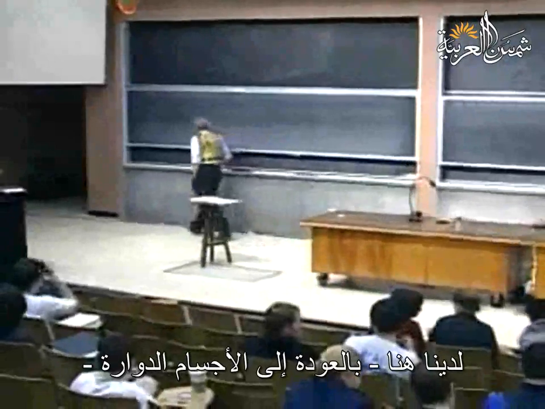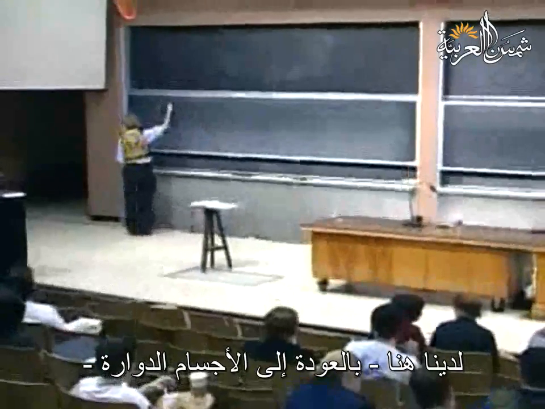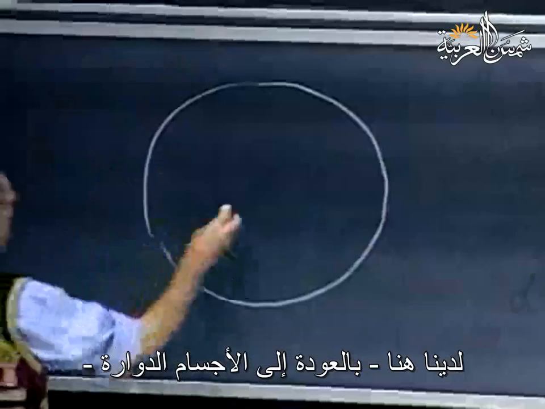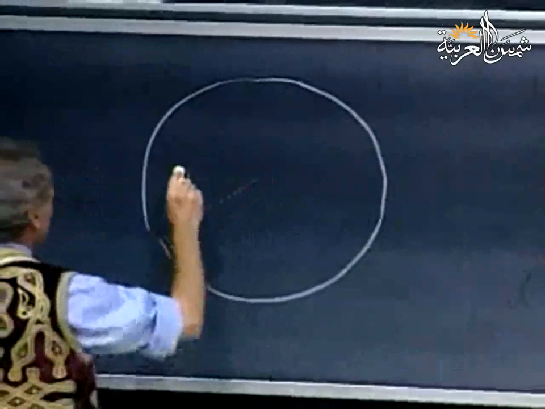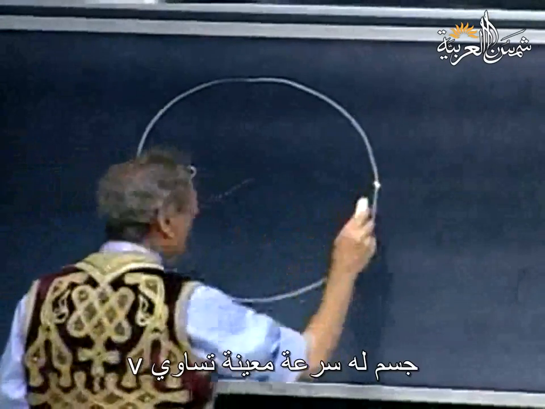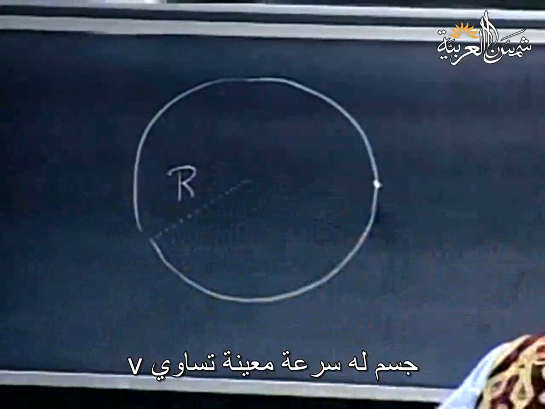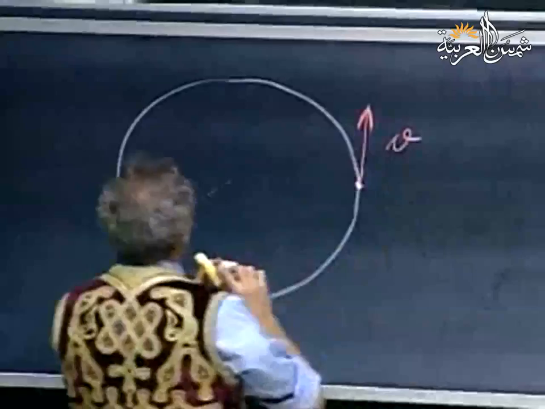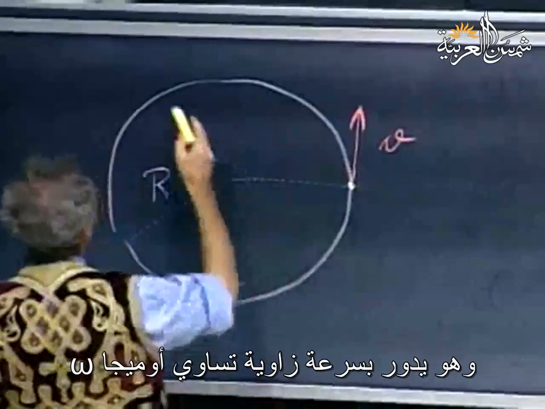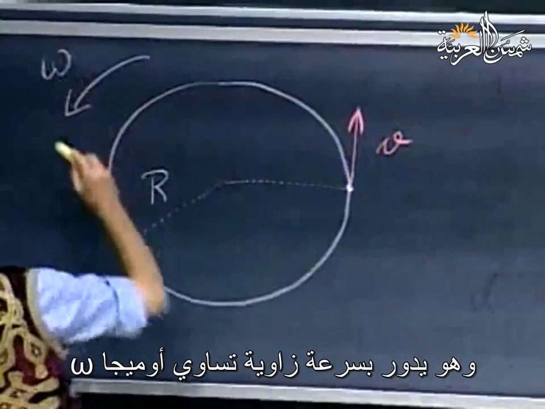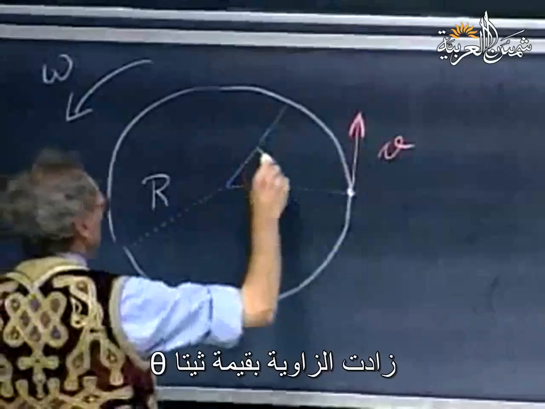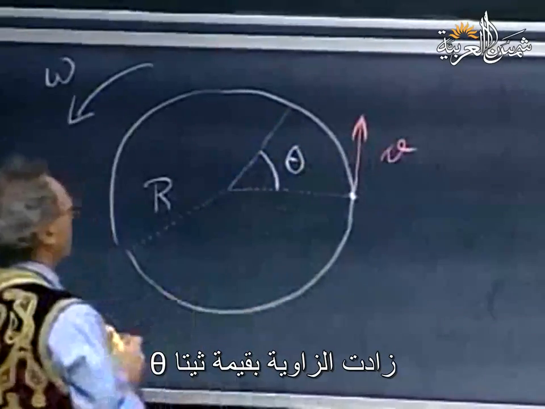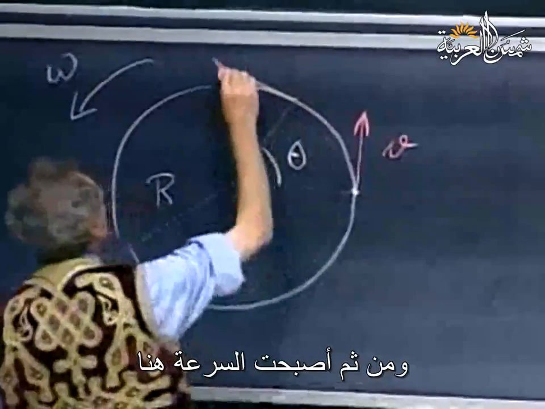We have here, going back to a rotating object, I have an object here that has a certain velocity, v, and it's going around with angular velocity omega, and a little later the angle has increased by an amount theta, and then the velocity is here.